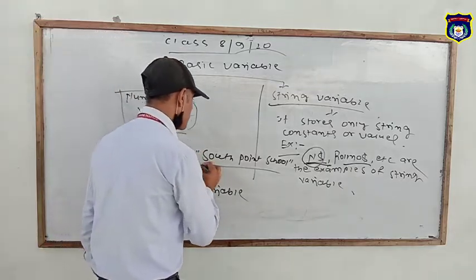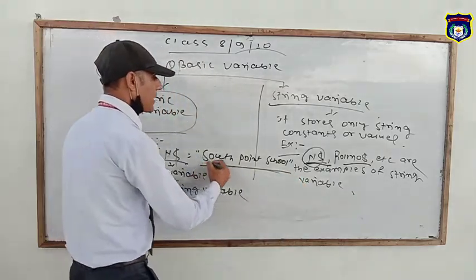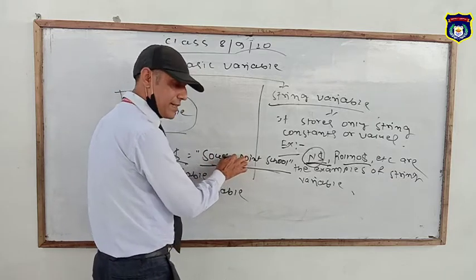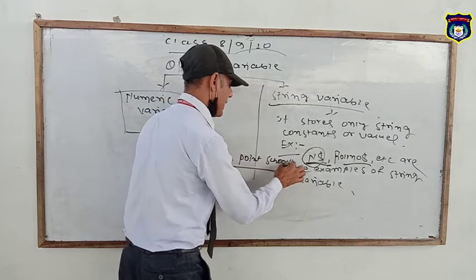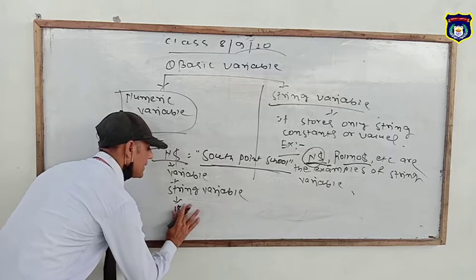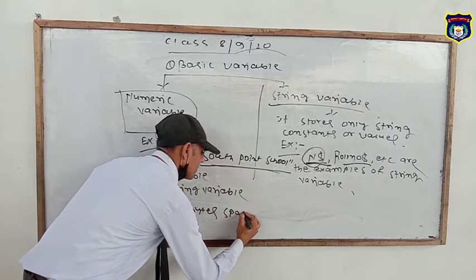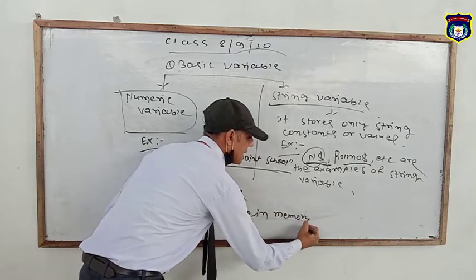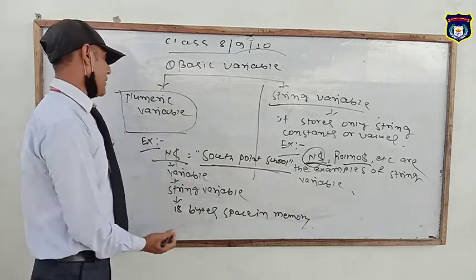And how much space is occupied by a string variable? We have to count the total number of characters. How many characters are there? 1, 2, 3, 4, 5. Space is also a character: 6, 7, 8, 9, 10, 11, 12, 13, 14, 15, 16, 17, 18. That means it occupies 18 bytes of space in memory. But when you use a numeric variable, there are different categories of numeric variable.